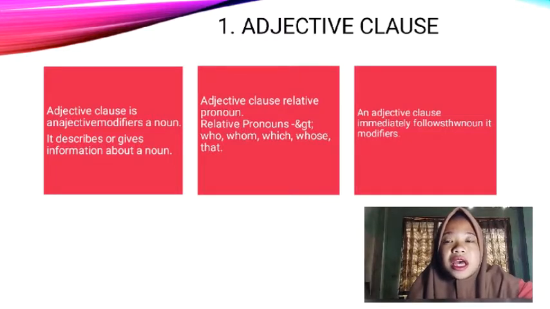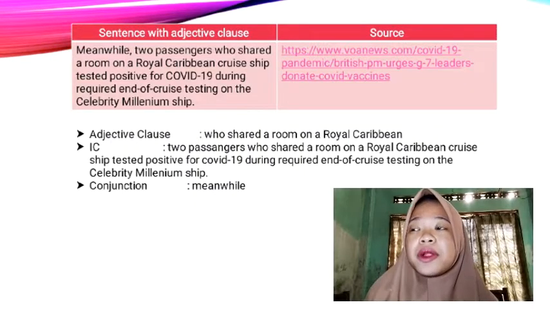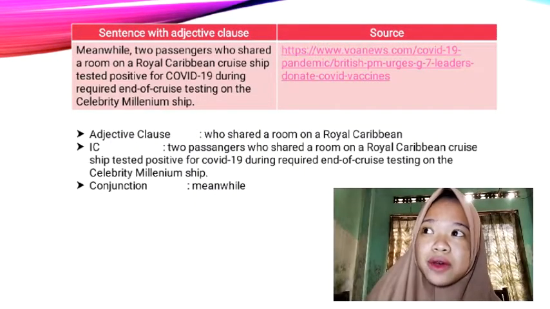An adjective clause is an adjective that modifies a noun, and it describes or gives us information about a noun. The relative pronouns are who, whom, which, whose, that. And an adjective clause immediately follows the noun it modifies. So this is an example sentence with an adjective clause.